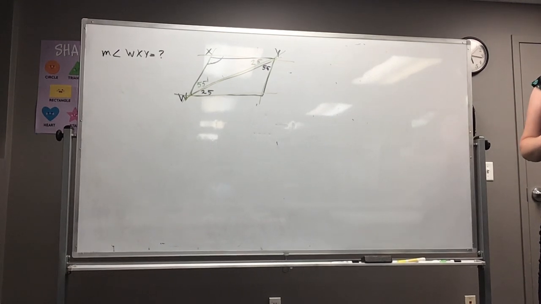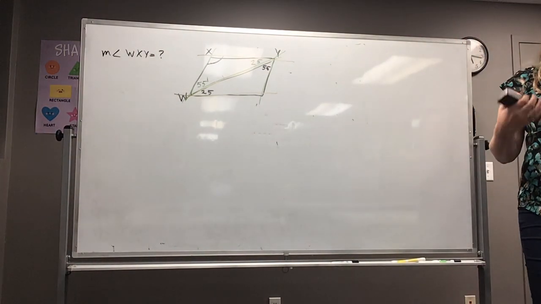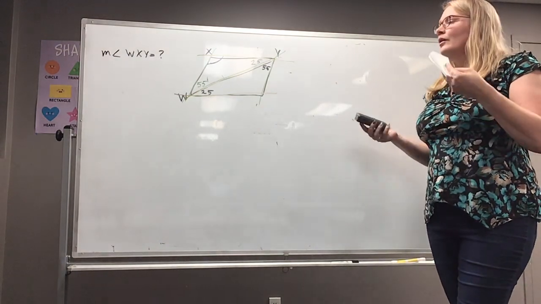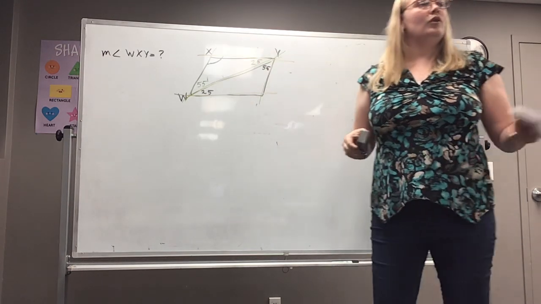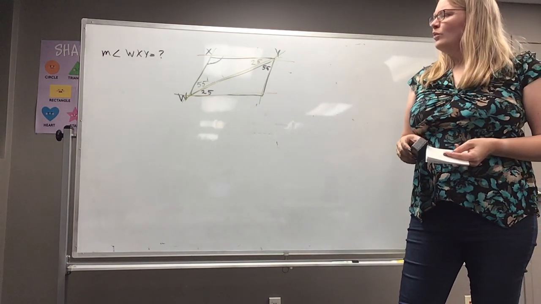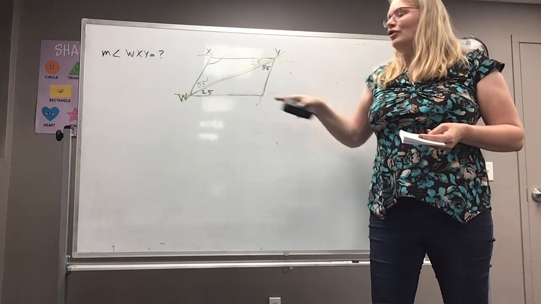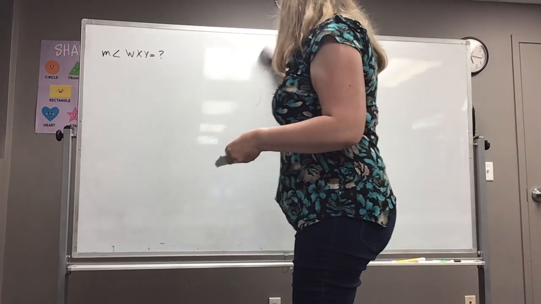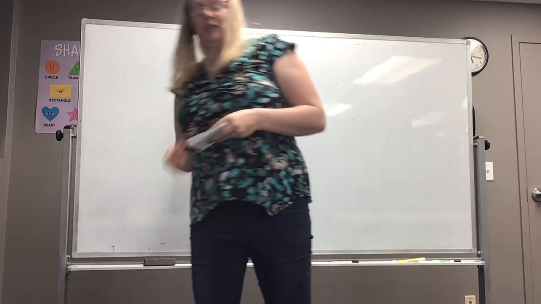So parallel lines cut by a transversal, really good thing to know. Triangles add up to 180, good thing to know. Parallelograms have parallel sides, good thing to know. And those opposite angles are congruent, good thing to know. Another one with parallelograms that might show up is that the diagonals bisect each other. Those are the things I want you to remember from parallel lines and parallelograms.